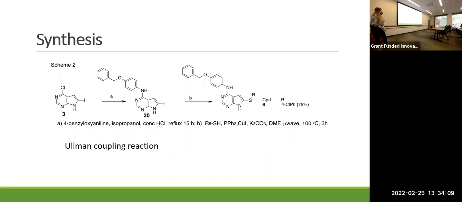This is the scheme for the Ullmann coupling reactions I've done. I started with a 4-chloro-6-iodo-pyrrolopyrimidine and combined that with 4-benzyloxyaniline, isopropanol, and concentrated hydrochloric acid. Reflux for 15 hours to give compound 20, and then use a thiol with copper iodide, potassium carbonate, and palladium in the microwave for 3 hours.